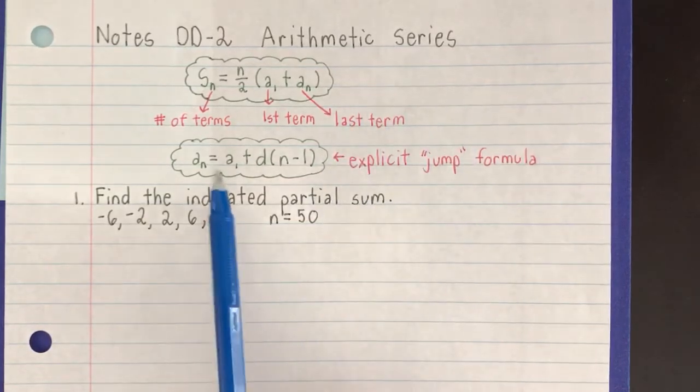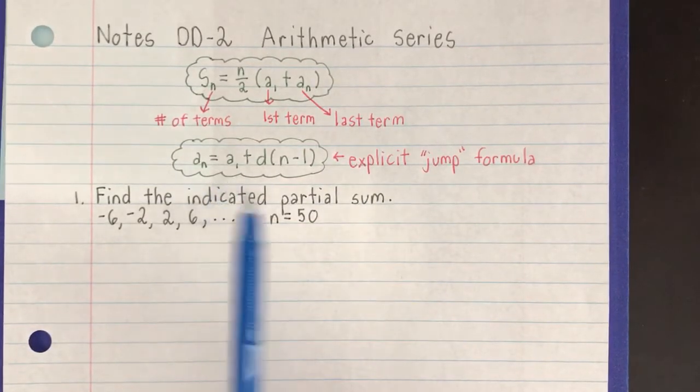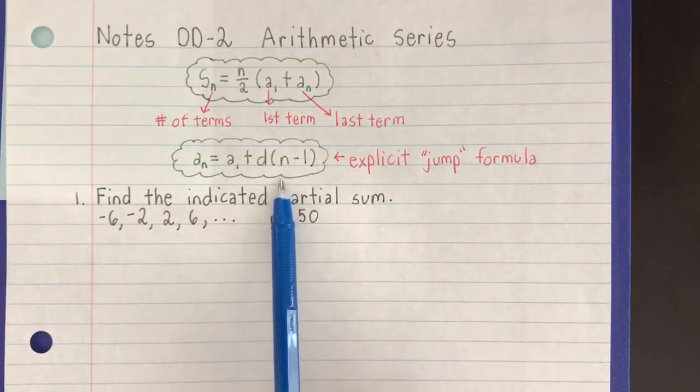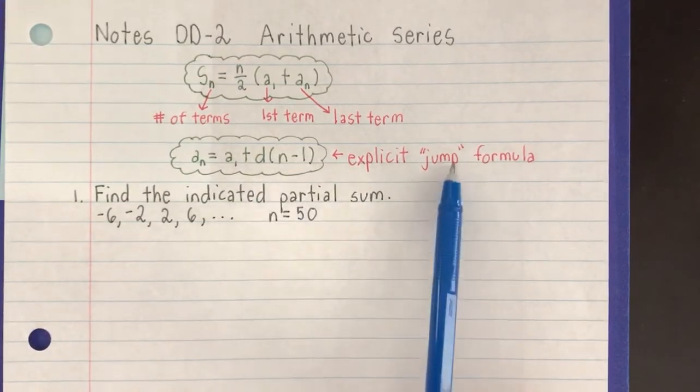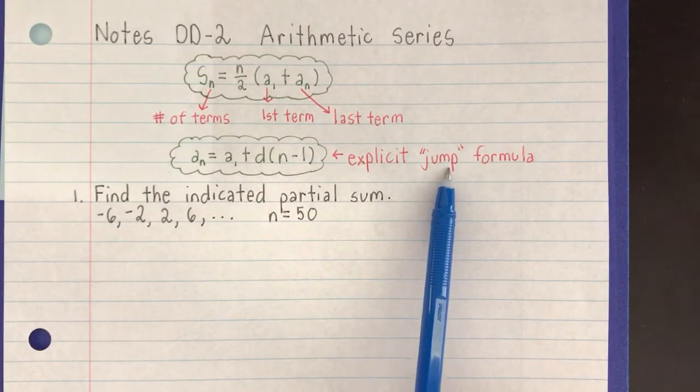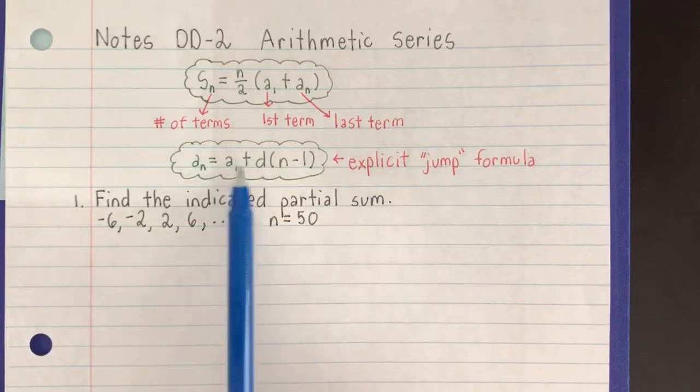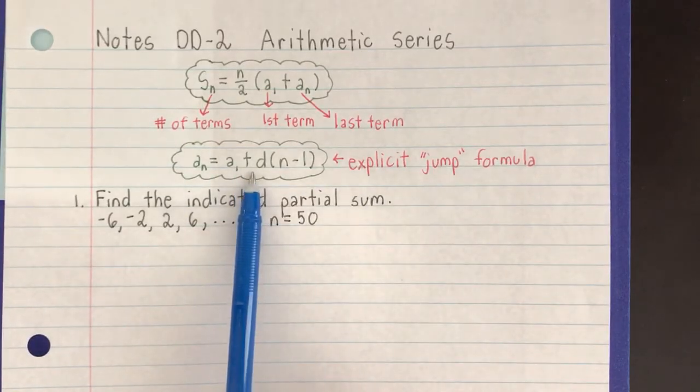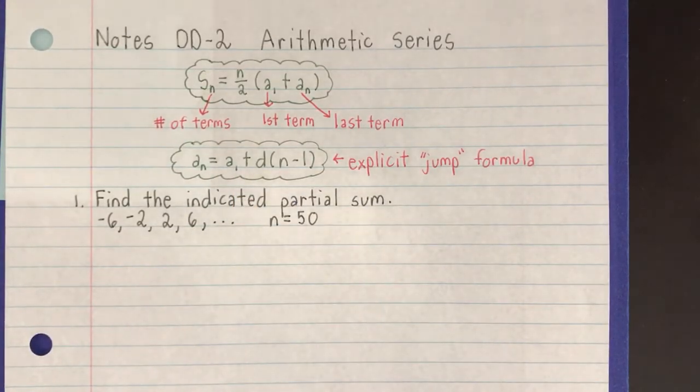Okay? If you need to use the arithmetic explicit formula, it is provided here just so you can refresh your memory. Remember that this is like your jump formula. If you need to find out a specific term in the sequence, you can do so using this formula. All right, so look at number 1. Find the indicated partial sum.